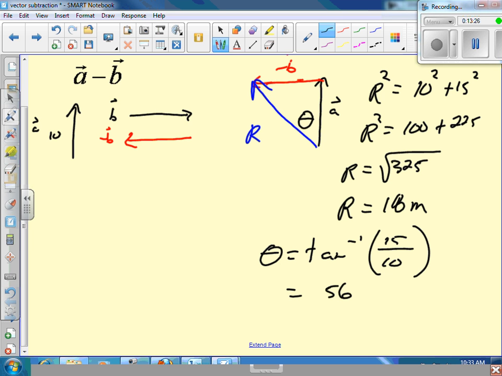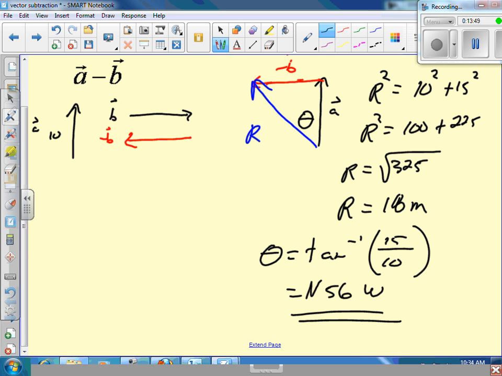And now, what's going to be the letters that go with that angle, 56? That's going to be north, 56, west. Right? North, 56, west.